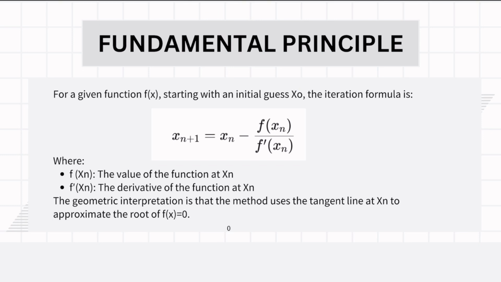This formula uses the tangent line of the function at the current point xn to approximate the curve of the function. The intersection of the tangent line with the x-axis gives us the next approximation xn+1. By repeating this process, we gradually approach the root.